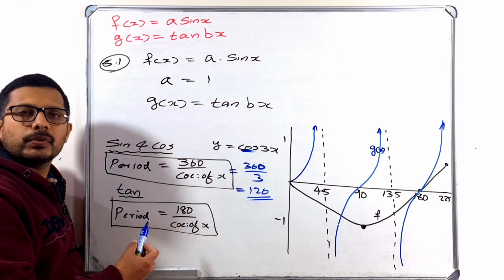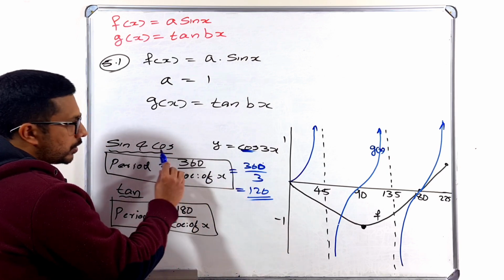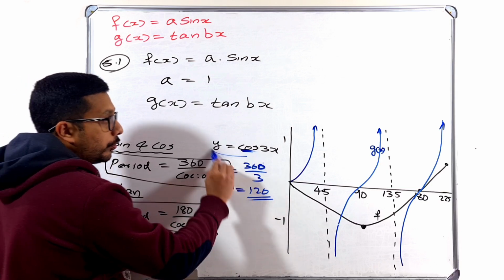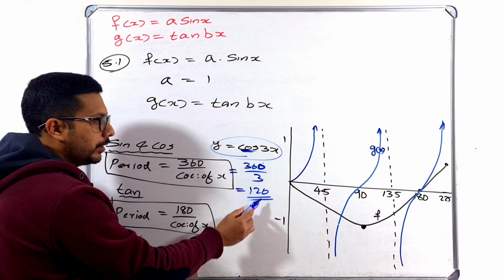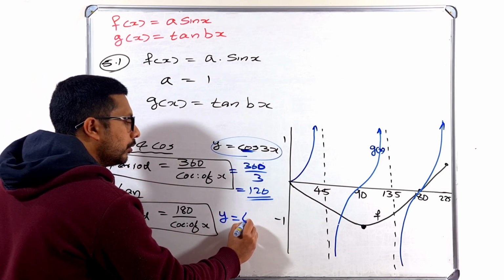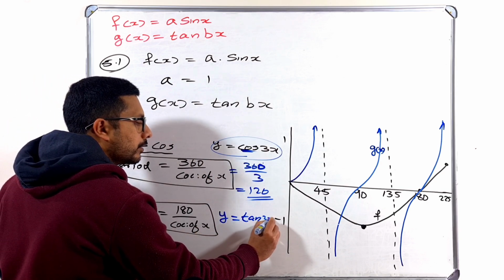So in the case of cos graph, what is the period? 360 divided by, in this equation, 360 divided by 3, 120. Okay, so another example, y is equal to tan 3x.